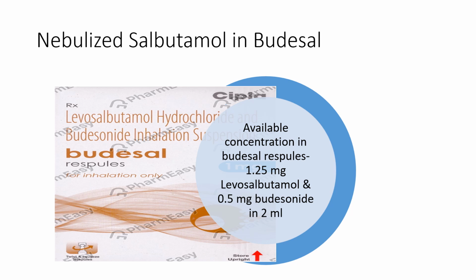Nebulized salbutamol in combination with the budesonide is available in Budesal respule. So the concentration is 1.25 milligram levosalbutamol and 0.5 milligram budesonide in a 2 ml respule.